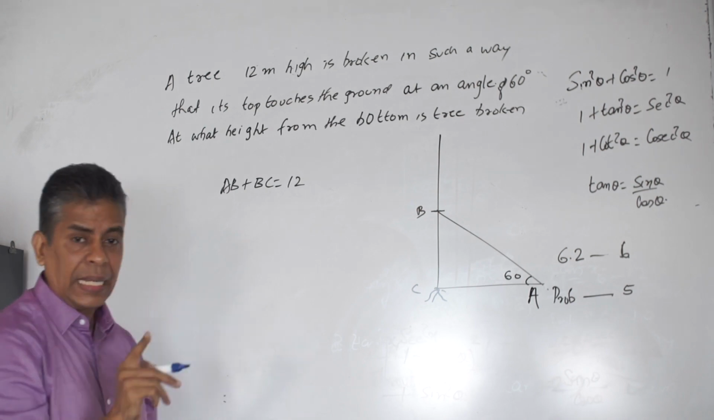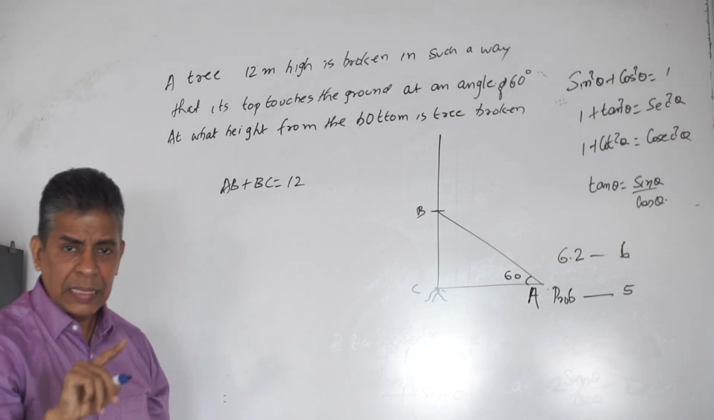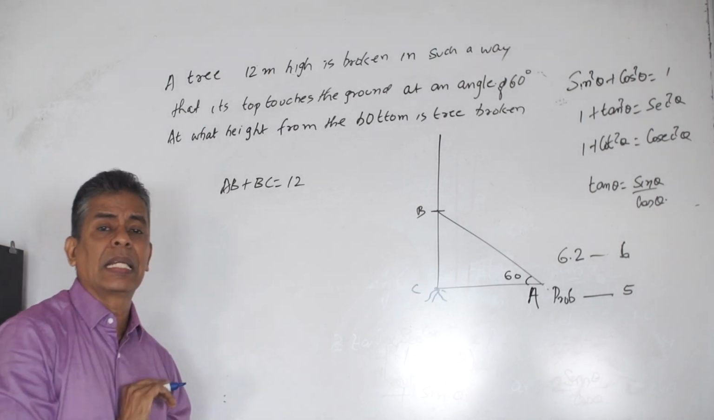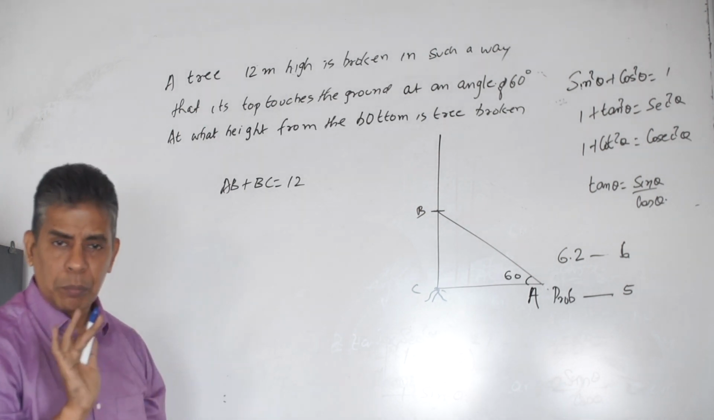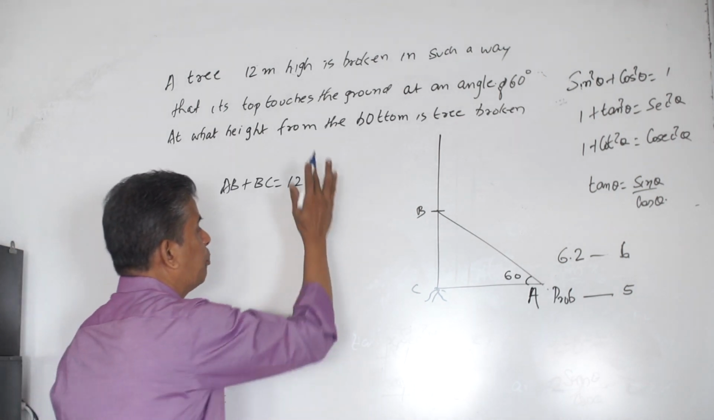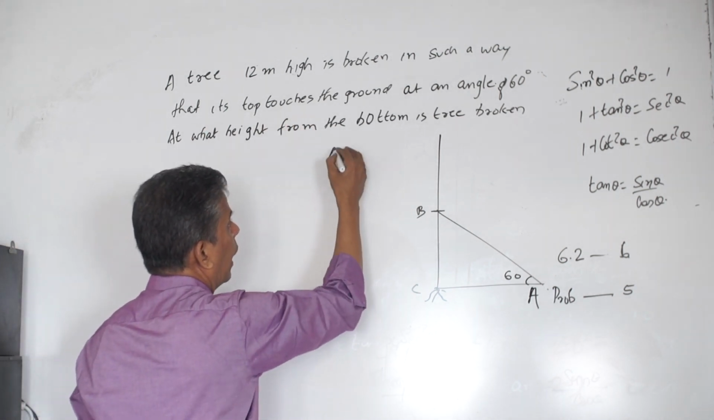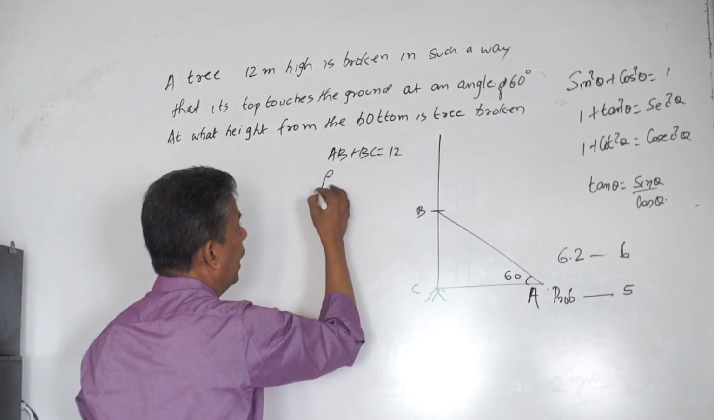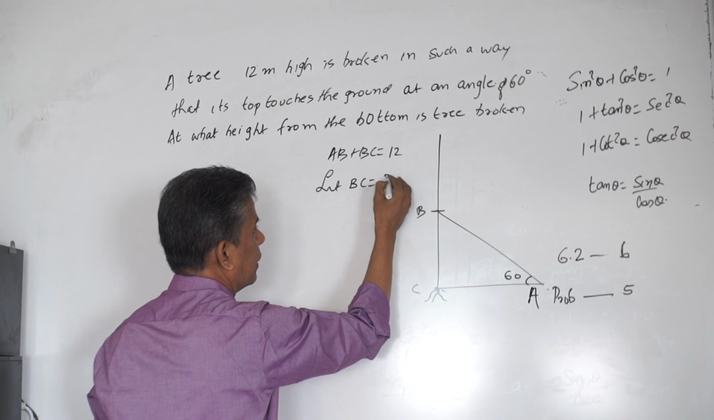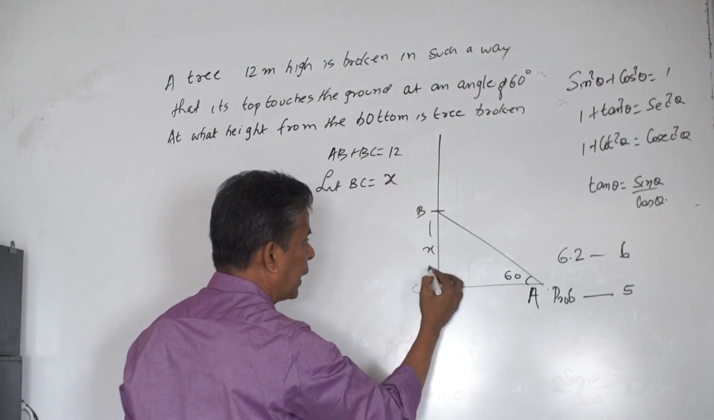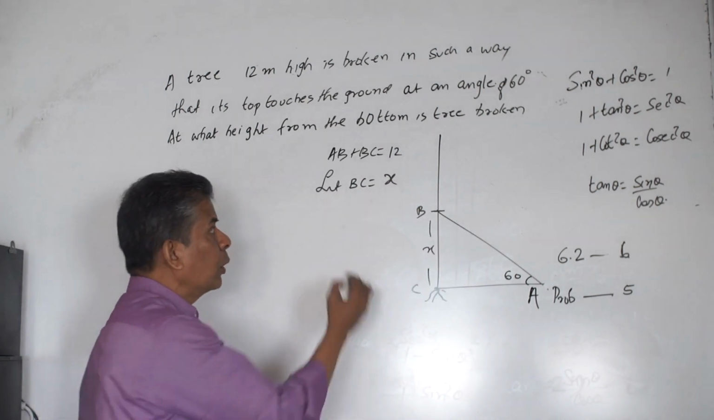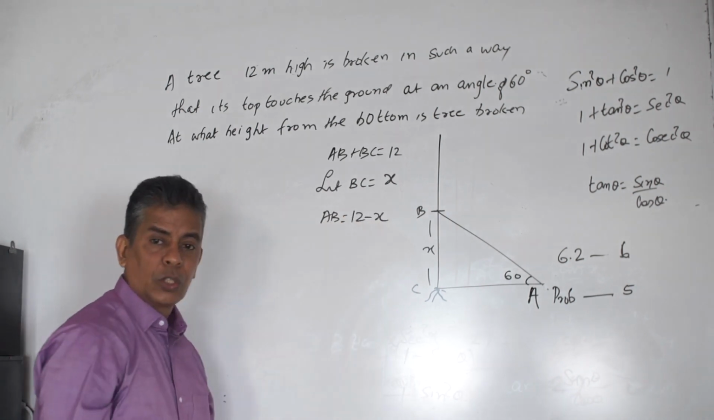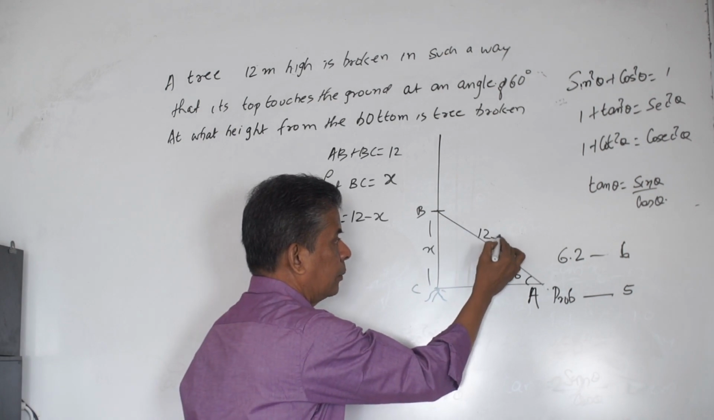What you are asked to find is what height from the ground is the tree broken. मतलब क्या find करना है आपको? BC, right? So you have to find BC. So we will take here AB plus BC is equal to 12. Let BC be x. If this part is x, how much will be AB? AB will be 12 minus x. So here AB is 12 minus x.